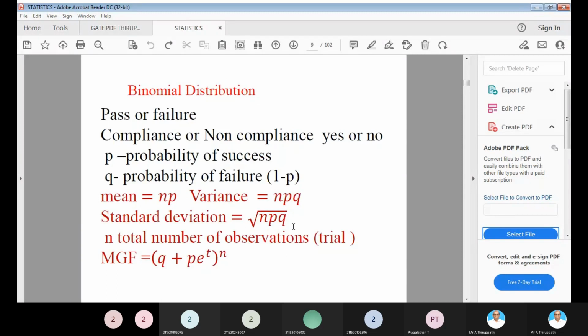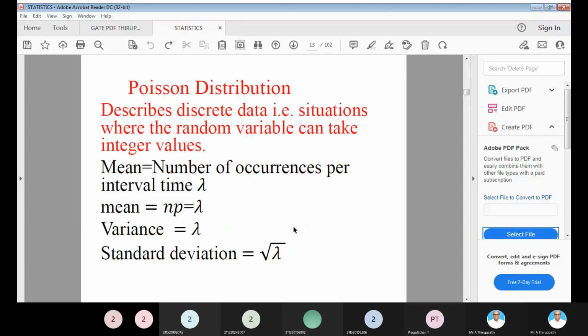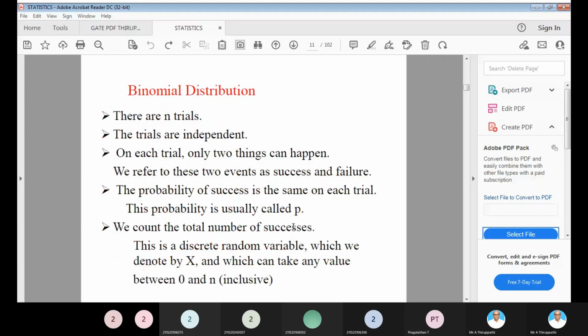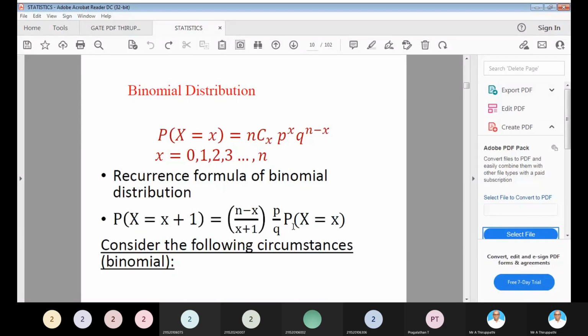in the last class. Binomial distribution: we have only two possibilities, that is success and failure, called the binomial distribution. In a binomial distribution, mean np, variance npq, standard deviation root of npq. The probability mass function P of capital X equal to small x is equal to nCx p power x into q power n minus x, x varying from 0, 1, 2, 3, 4 to n.